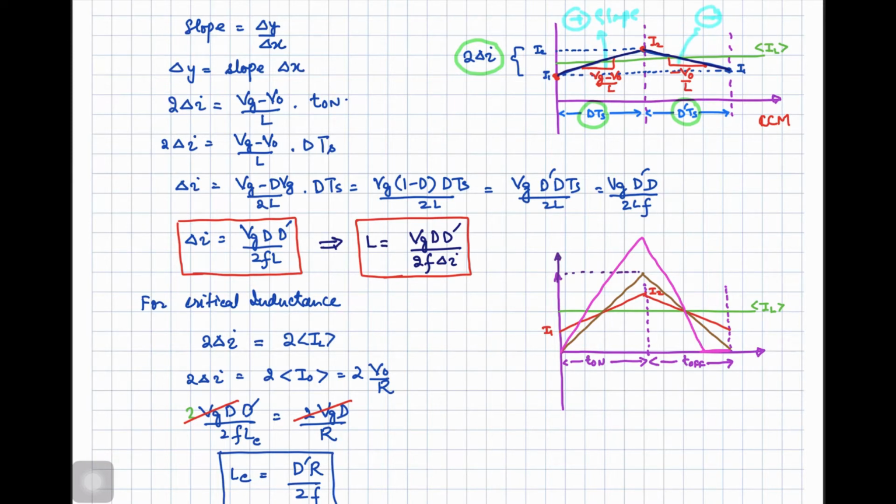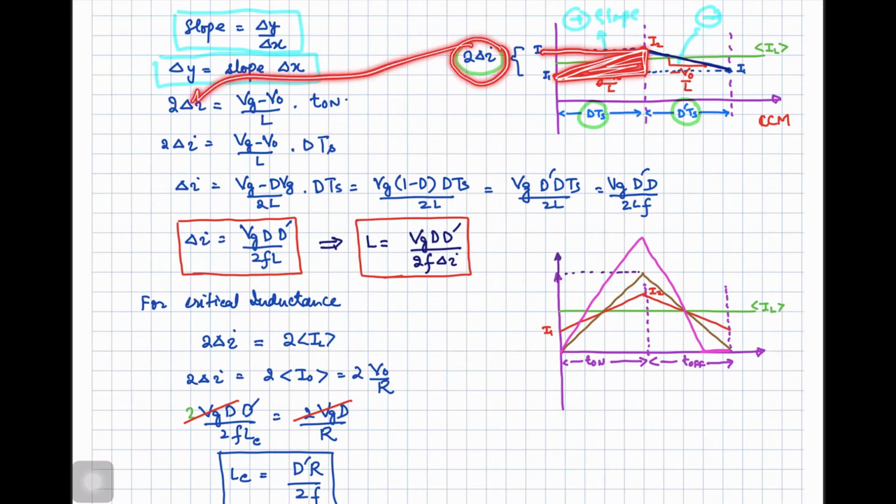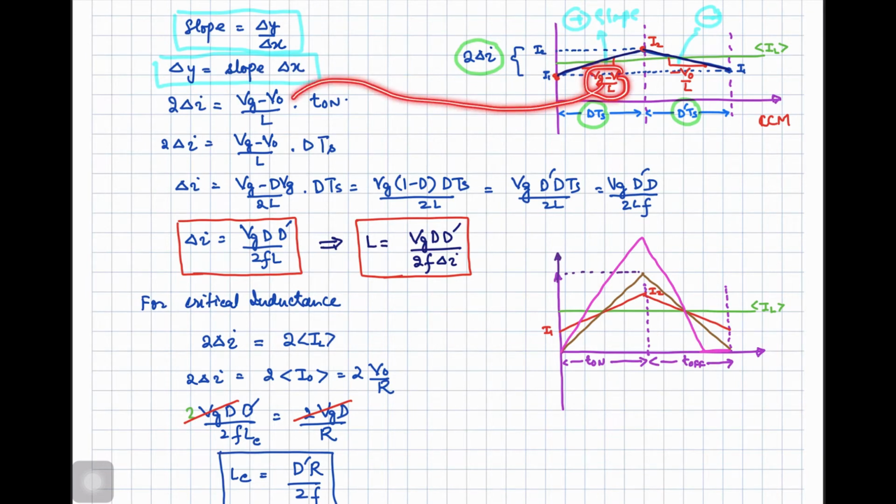This slope is defined as delta y by delta x, the change along the y-axis divided by the change along the x-axis. So we can say delta y is equal to slope into delta x. And what is delta y if I consider this whole portion? Delta y is equal to 2 delta I. So taking this one over here, what is the slope? The slope we have already calculated, Vg minus V naught by L. And what is delta x for this interval?